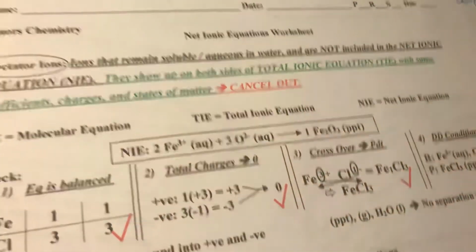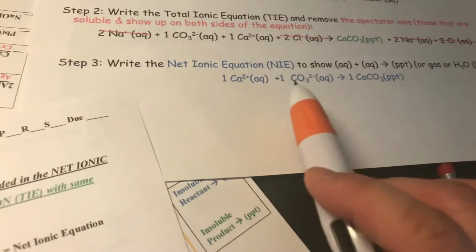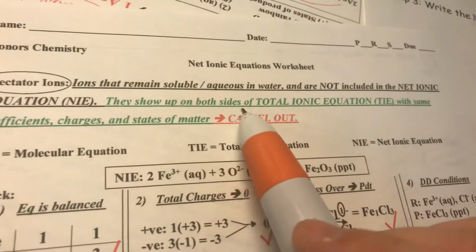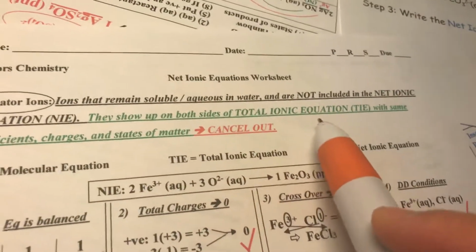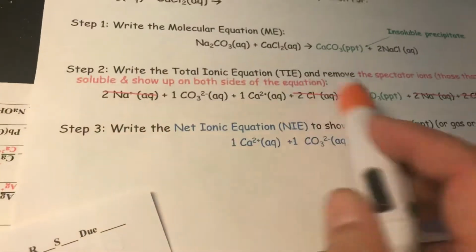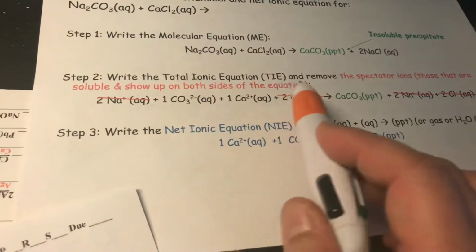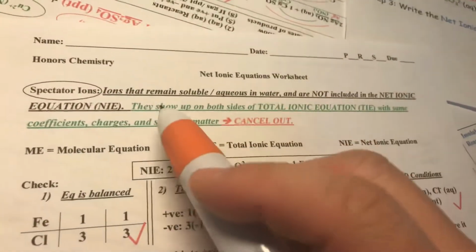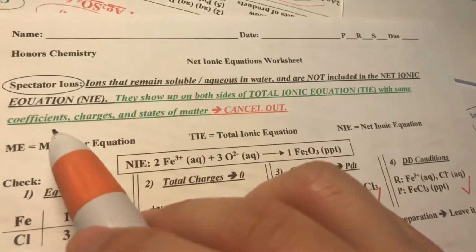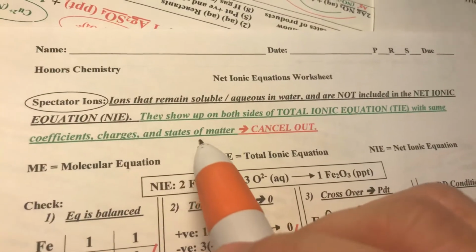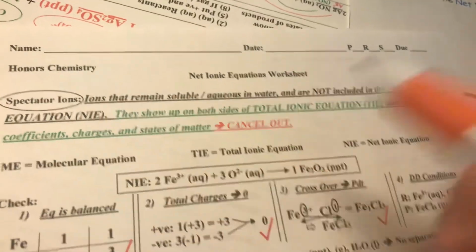The net ionic equation is the one after I cancel everything. Spectator ions are the ones that I cancel, so they are not there. The spectator ions show up on both sides of the total ionic equation, and they will have the same coefficient, charges, and state of matter. So then I can cancel them out.